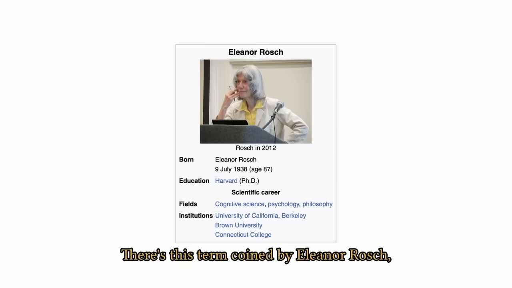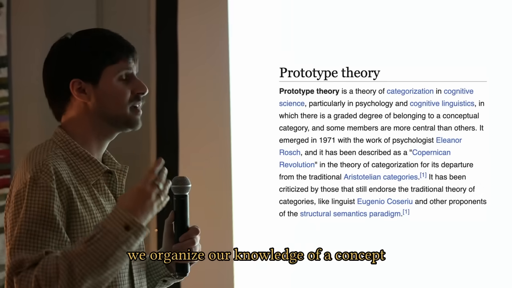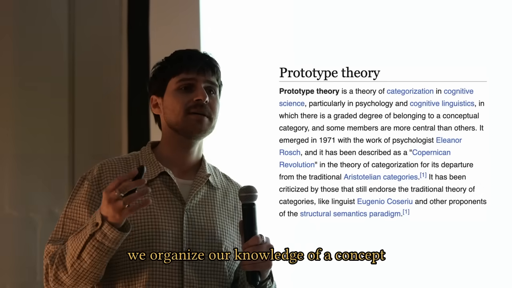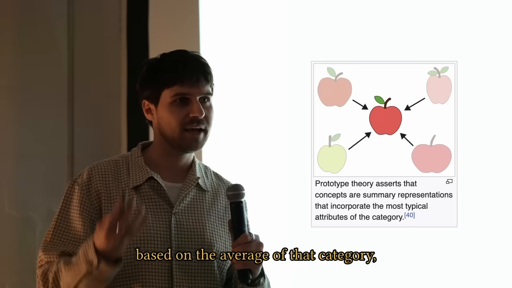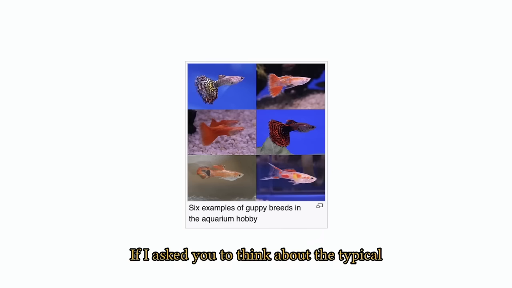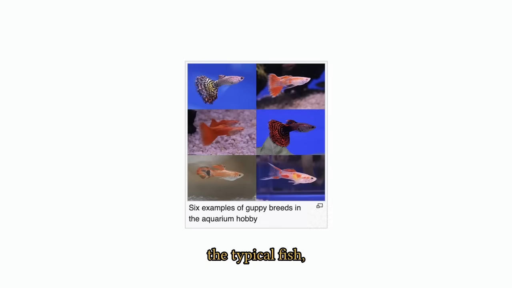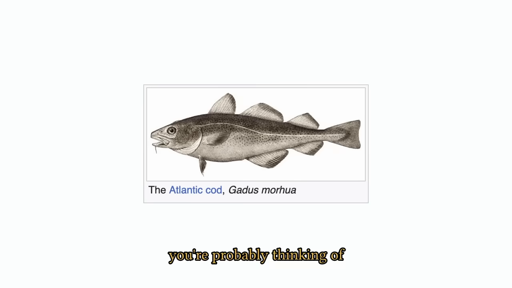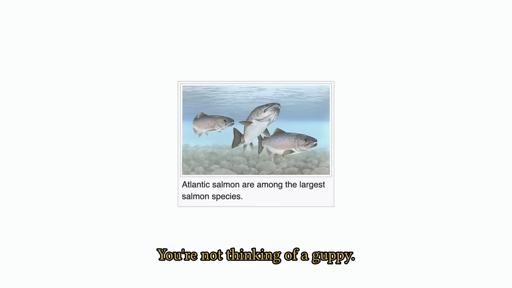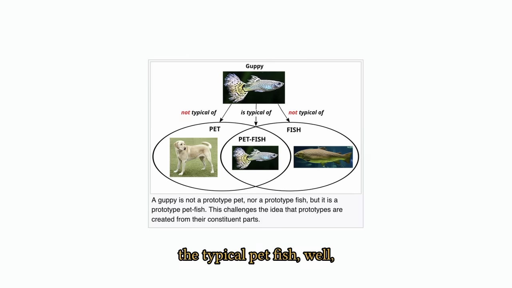There's this term coined by Eleanor Rosch, prototype theory, which basically says that we organize our knowledge of a concept based on the average of that category, based on a prototype. Think of a guppy, right? If I asked you to think about the typical pet, you're probably going to think of a dog or a cat. You're not thinking of a guppy. If I ask you to think about the typical fish, you're probably thinking of a cod or a salmon. You're not thinking of a guppy. But if I ask you to think about the typical pet fish, well, guppy's coming up on that list, right?